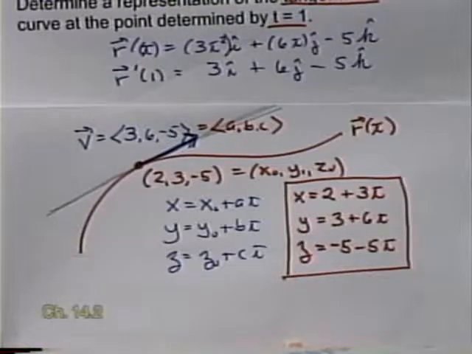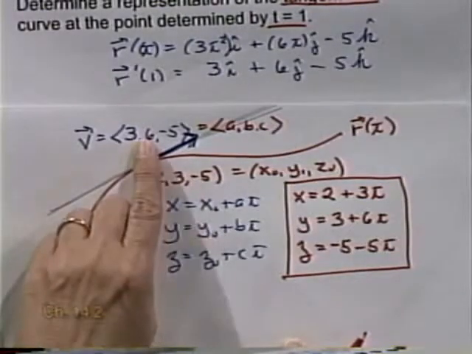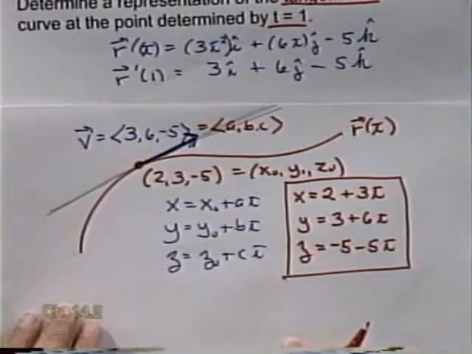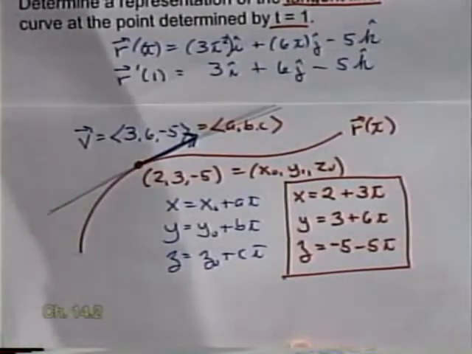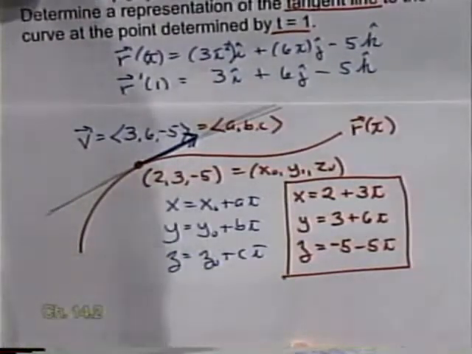Is it a unique representation? Absolutely not, because we just had to get a point and a vector pointing in the direction of the line, or as your book says, a vector parallel to the line. And your derivative, your tangent vector, always is parallel to the line. Okay, any questions? Nope, not hard. This is a pleasant section.